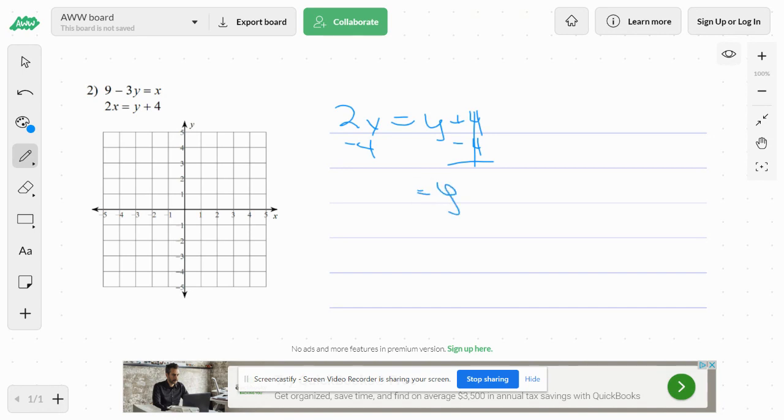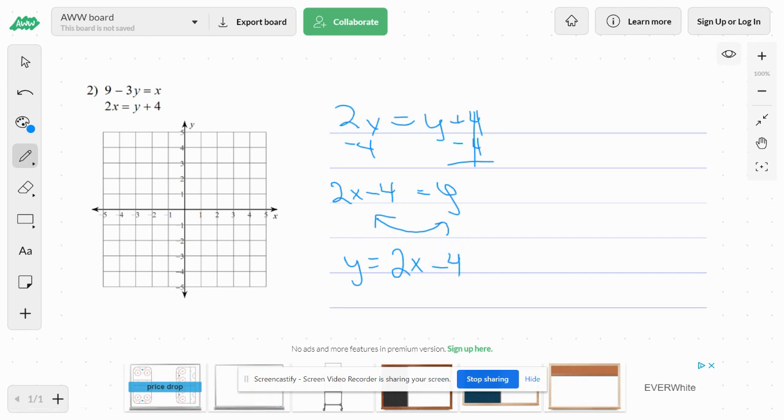And on the left side, I just have 2x minus 4. Can't actually do that subtraction. They're not like terms. Now that basically is slope-intercept form. Most people just like the y to be in the front, so a lot of people would switch this around and just turn the equation into y equals 2x minus 4. That is slope-intercept form. My slope would be 2. My y-intercept would be negative 4.